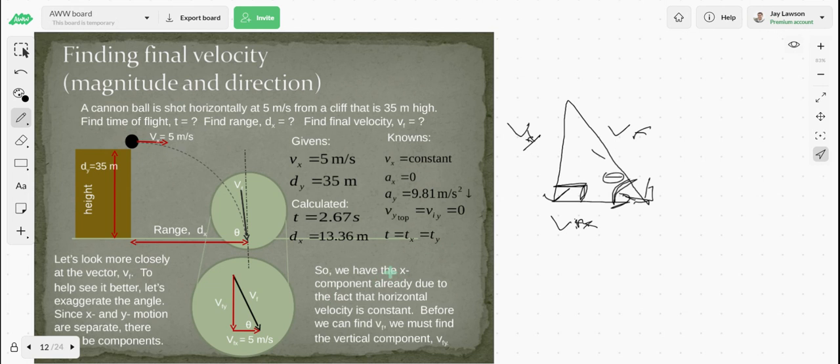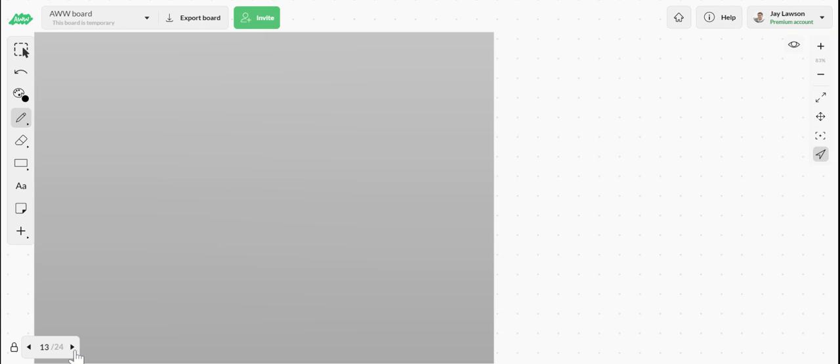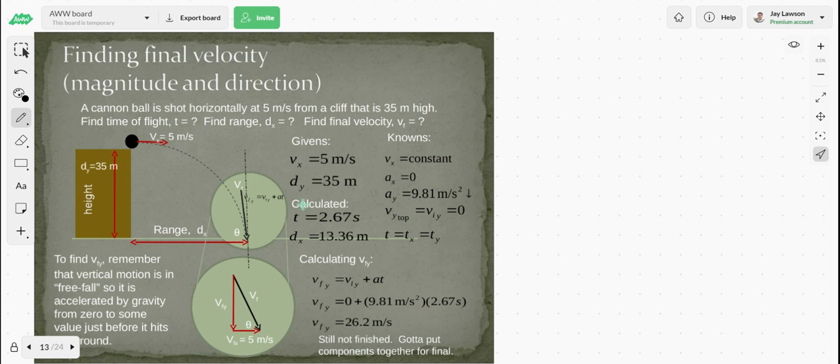All right, so we already have the x component due to the fact that the horizontal velocity is constant, right? So we know the final velocity is going to be 5 meters per second in the x direction because the initial velocity in the x direction was 5 meters per second. So before we can find VF, we must find the vertical component, VFy. So that's going to be our next step, to find the total final velocity, the velocity that the projectile strikes the ground with. We're going to have to find that vertical component there.